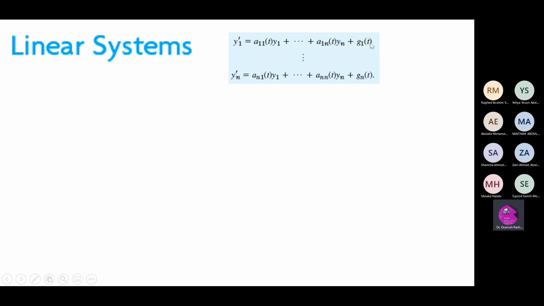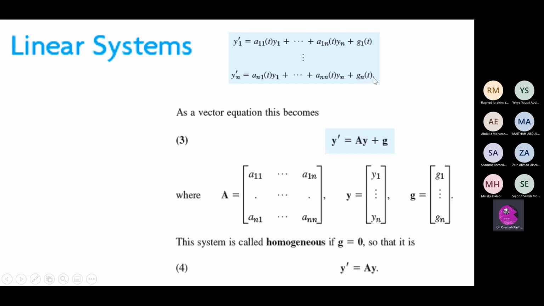If we differentiate with respect to t, and we have a function of t, we will call this one non-homogeneous. If we don't have a function of the independent variable, whatever it is, t or x, we call it a homogeneous system of differential equations. Okay, so the matrix A is the coefficient of y1, y2, yn, the dependent variables, right?